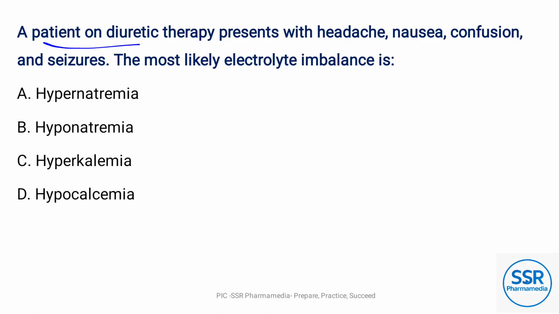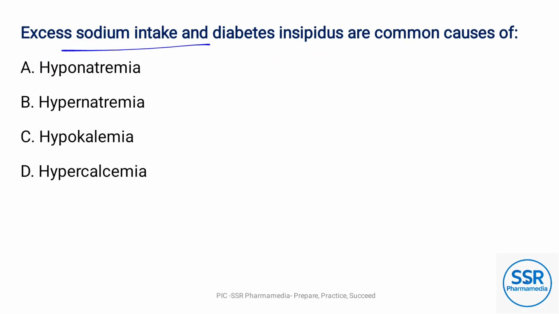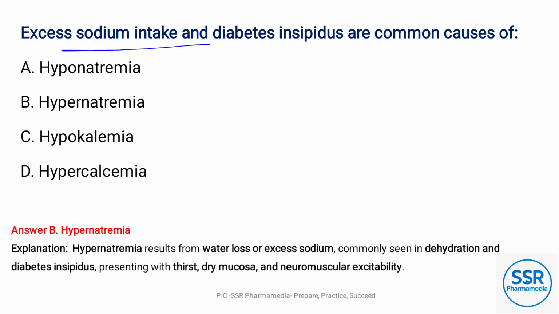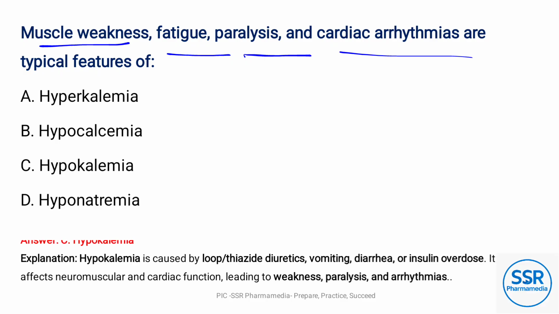A patient on diuretic therapy presents with headache, nausea, confusion and seizures. The most likely electrolyte imbalance is option B, hyponatremia. Hyponatremia symptoms are headache, seizures, confusion. Excess sodium intake and diabetes insipidus are common causes of option B, hypernatremia. Muscle weakness, fatigue, paralysis and cardiac rhythm problems are typically features of option C, hypokalemia.